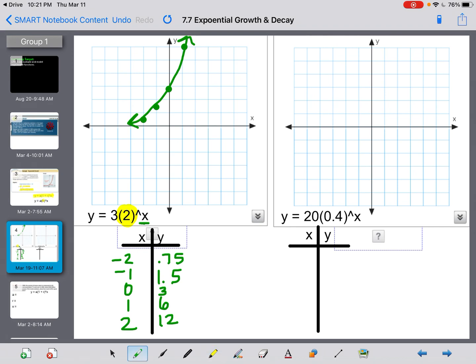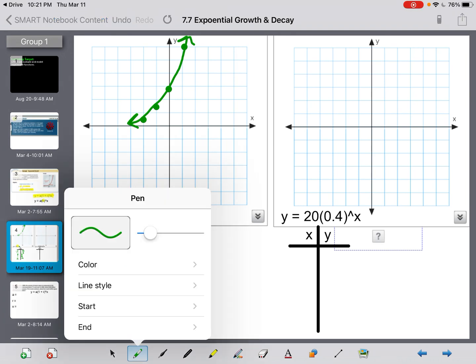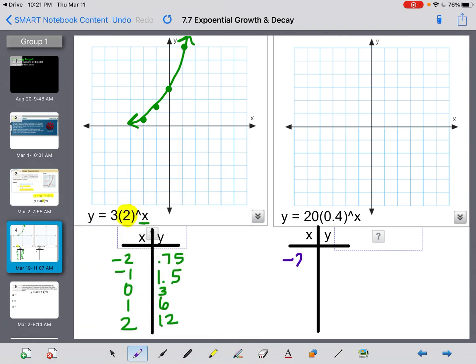The second one, this 20 times 0.4 all to the x power, I'm going to use my same numbers, -2, -1, 0, 1, and 2. When I plug in my -2 for my x exponent, I will get 125. Plugging in a -1 will give me 50. Plugging in a 0 will give me 20. A 1 will give me 8. And a 2 will give me 3.2.